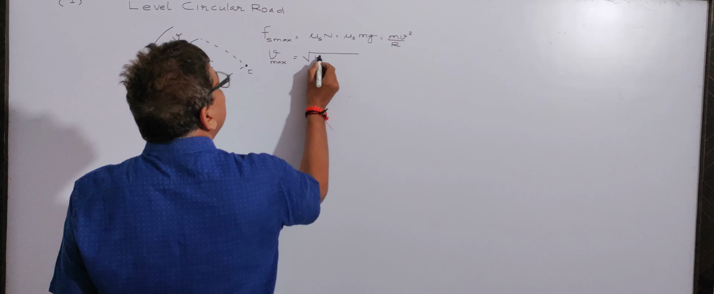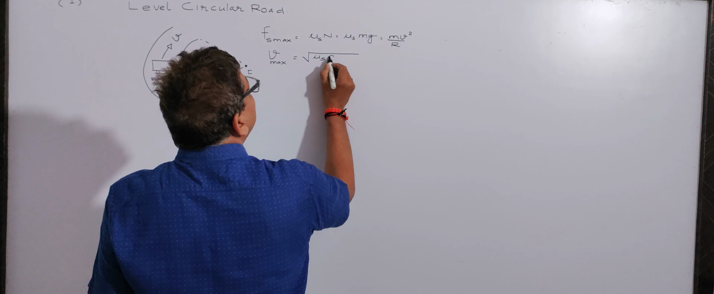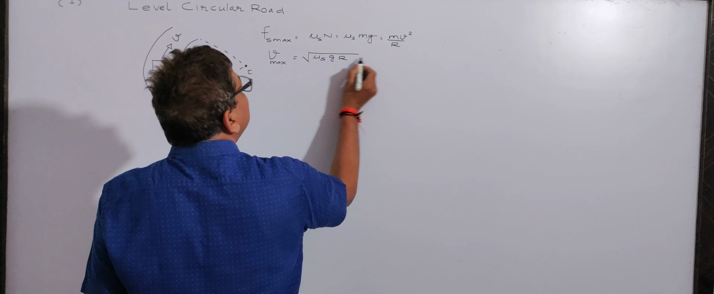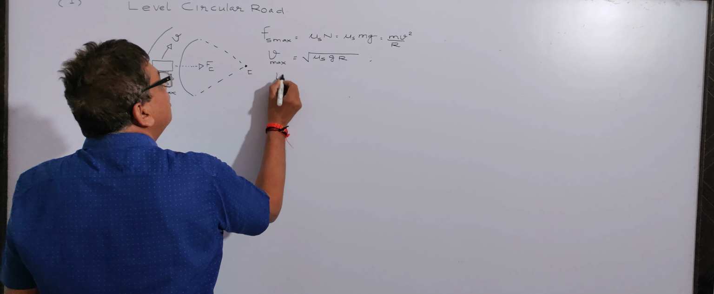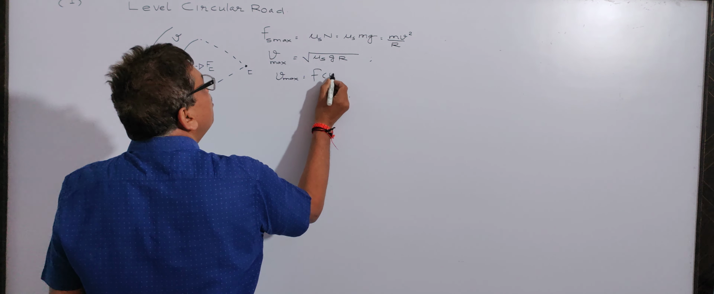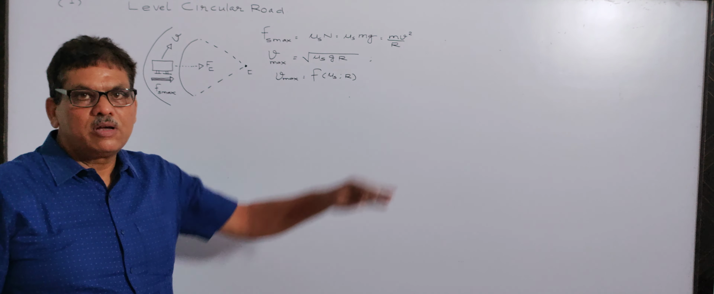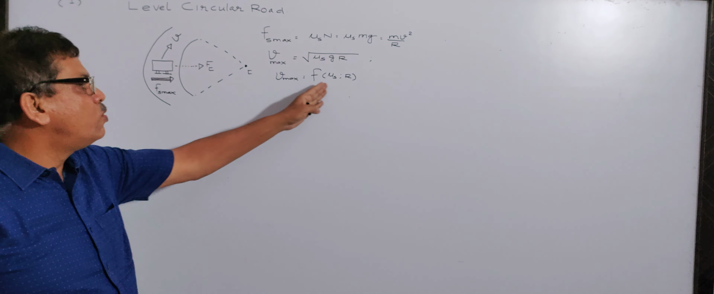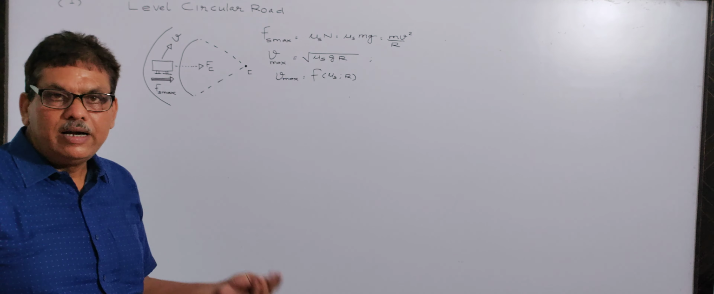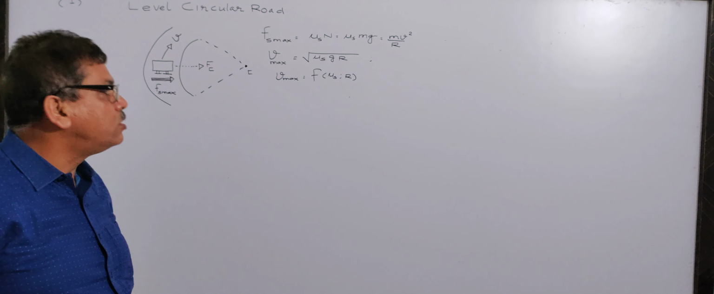So I can find the maximum speed v max on the level road, given as the square root of mu(s) times g times r. Now you will observe the maximum speed is a function of mu(s) and radius. The larger the radius of the circular track, and the larger the coefficient of friction between tire and road, the more the maximum speed will be.